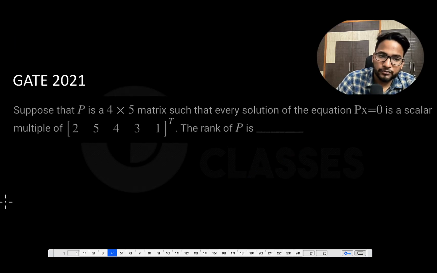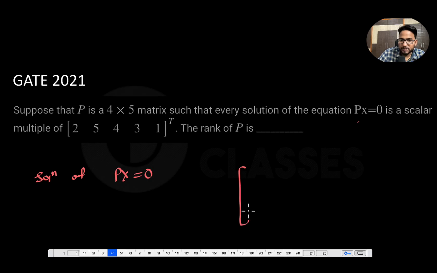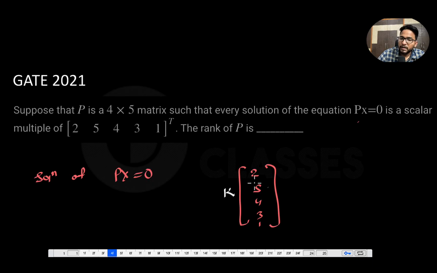Now let's solve this question which I gave you as homework. They are saying, suppose P is a 4 cross 5 matrix such that every solution to the equation Px equal to 0 is a scalar multiple of this vector, which means the solutions of Px equal to 0 look like this: 2, 5, 4, 3, 1. They are saying that every solution of Px equal to 0 is a scalar multiple of this vector. What does this mean? If you can tell me the number of free variables, then what will the answer be?